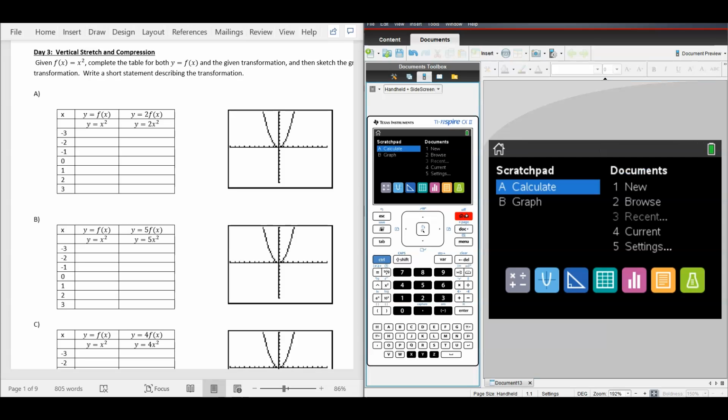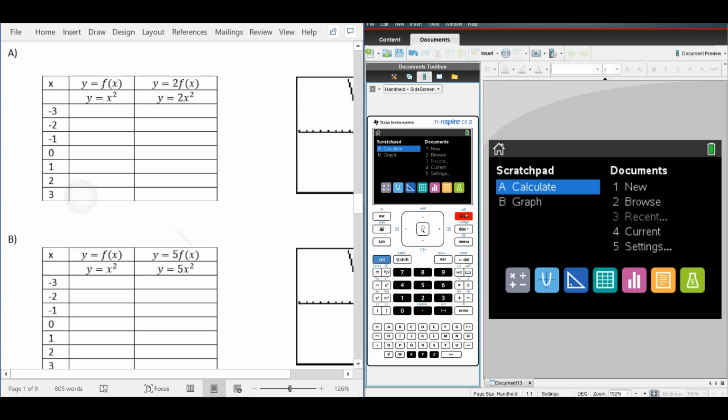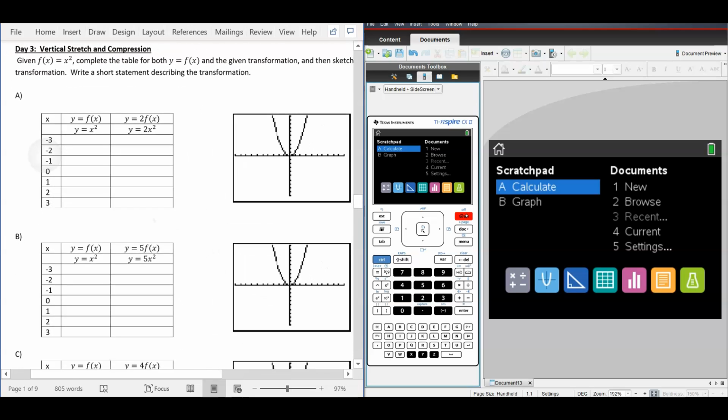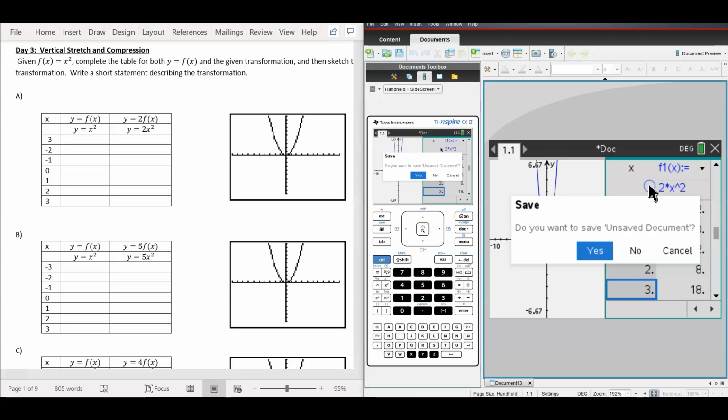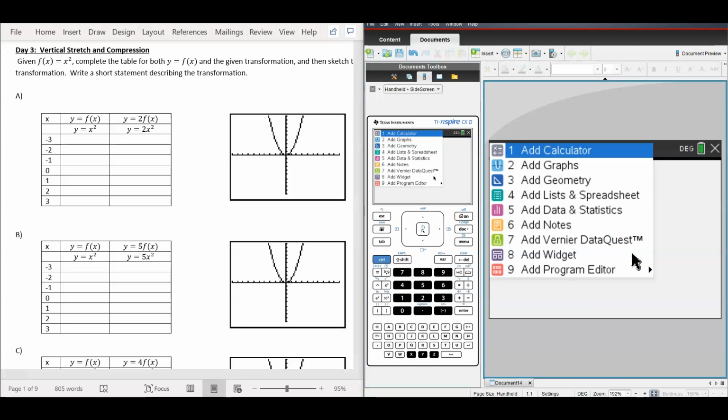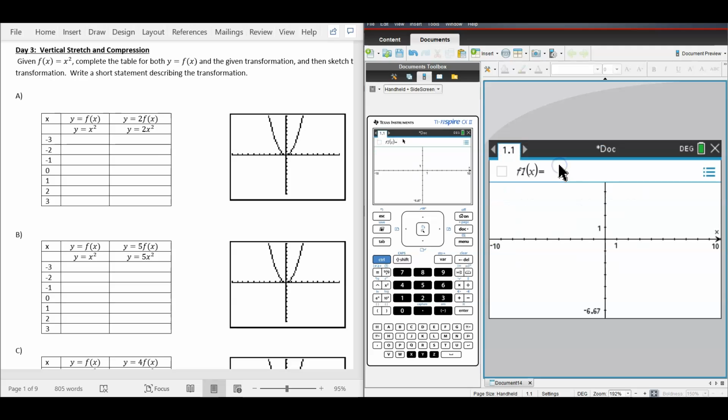Everyone needs a calculator, okay, because you're going to be filling these out on your own. You got to be able to graph it and get a table. Does anyone not have a calculator? Because you're going to need to be doing this, okay? You got one. All right. So everybody on letter A, what we're going to do is first fill out this table for x squared. Okay. So I'd like for everybody to go into your calculator and graph y equals x squared. So go to a new document, number 2 for graph, and type in x squared.